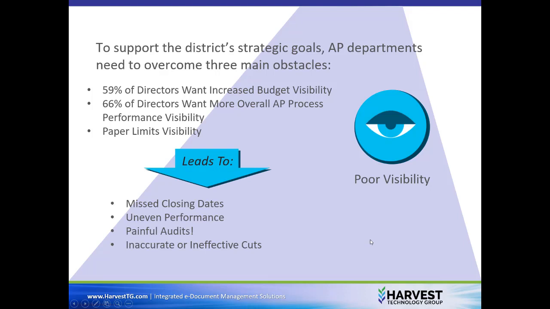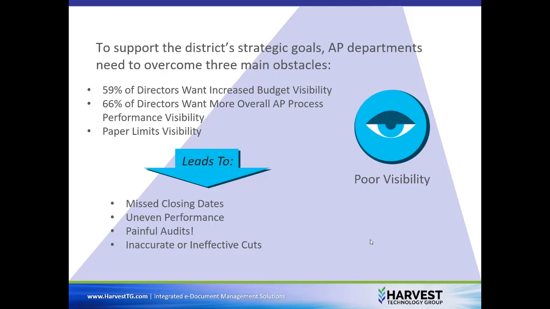And finally, management's lack of visibility into the accounts payable budgeting and overall performance can lead to missed closing dates or uneven performance, more painful, lengthy, and therefore costly audits. And finally, and this is a big one with projected coming budget shortfalls, inaccurate or ineffective cuts to departments or programs. If the district doesn't know how a department or initiative is performing related to its funding, it's very hard to accurately determine how changing the funding will impact the success or failure.